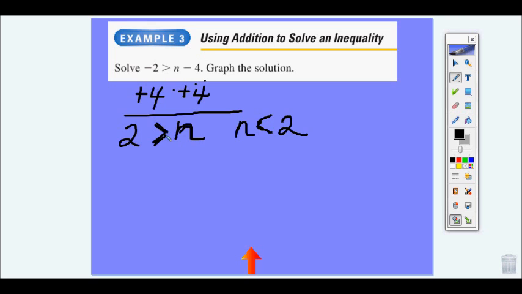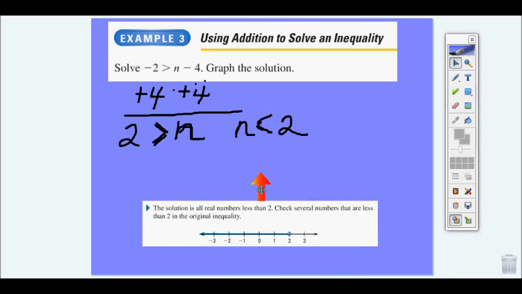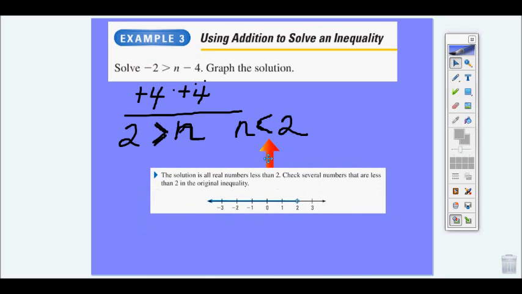Again, when you write the variable first, it's a double check for you to look at the shading of your graph. So a couple of things before I reveal the graph. We have a less than symbol, so that means we're going to have an open dot, an open point, and we're going to make sure that it's shading to the left. So let's reveal that. Open circle at 2, shaded to the left.